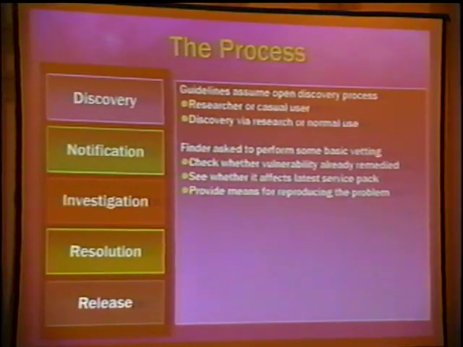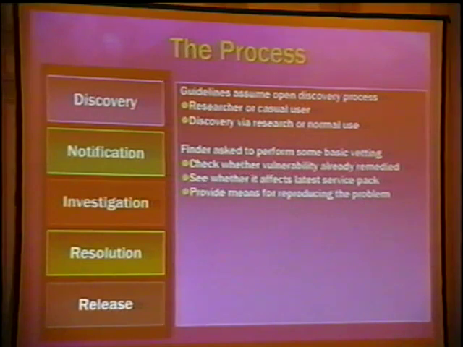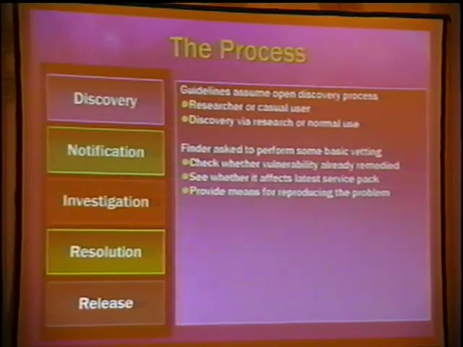So drilling into these in a little bit more detail for you, the guidelines assume that the research comes up along the way, however it happens, the security vulnerability is discovered. It can happen by intentional investigation, it can happen accidentally, it can happen through the normal use of the software. It doesn't particularly matter, but it is incumbent on the finder of the vulnerability to do at least a minimum amount of vetting of this information to see whether it's something that somebody's already found, for example, and perhaps is already fixed. Whether it is in the latest patching, the current versions of the software that's out, and preferably that there is a means for reproducing the problem. Makes it a lot easier for everybody if you're able to do that.